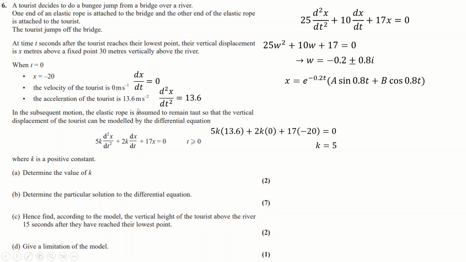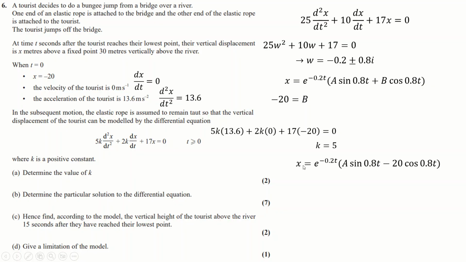We can put in some initial conditions here, of course. We can put back in these two here. So x is -20 when t is 0. When t is 0, that just becomes a 1. That goes away. So we just end up with b equals -20, putting in this condition. So that's cool. We refine it down to this.